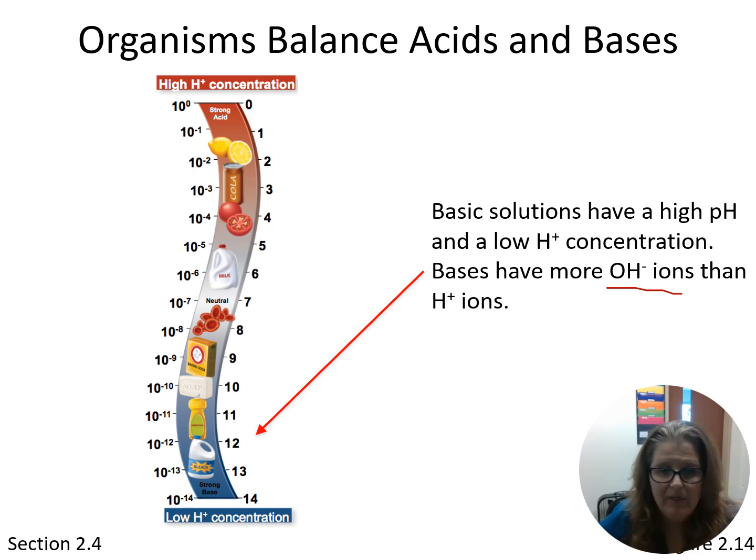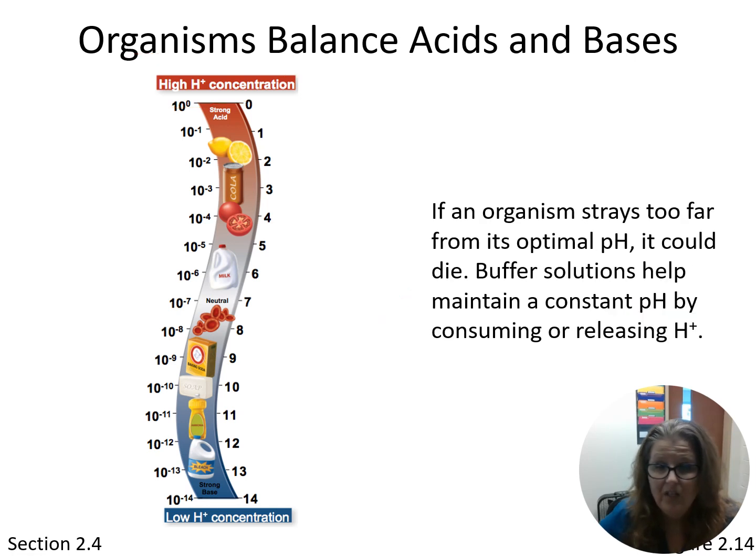Also understand that the pH scale measures the hydrogen ion concentration. Whether something is an acid or a base depends on what ions it releases, not where it is on the scale. The scale is really just to tell you which one's stronger than the others. So pH is important because if you go too far from it, you're going to die.